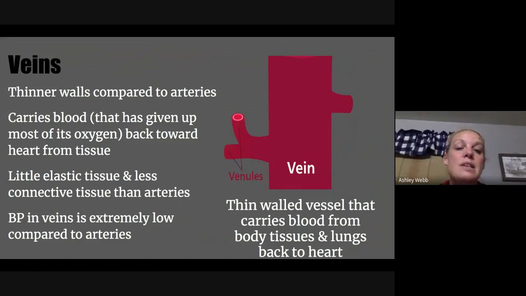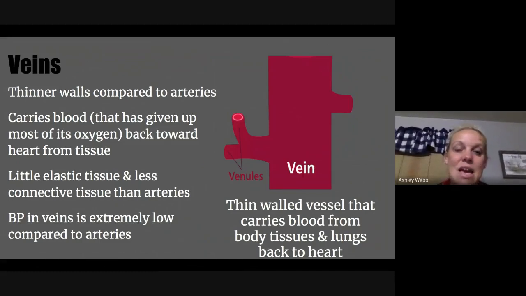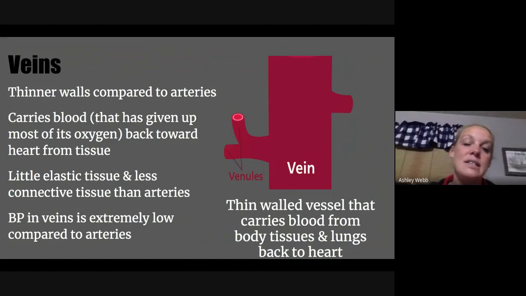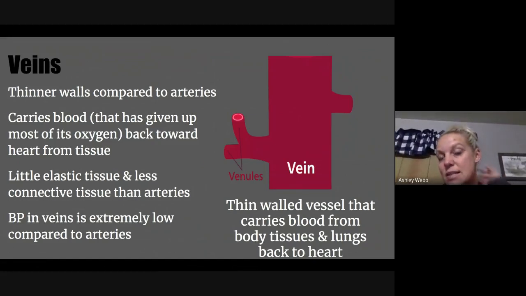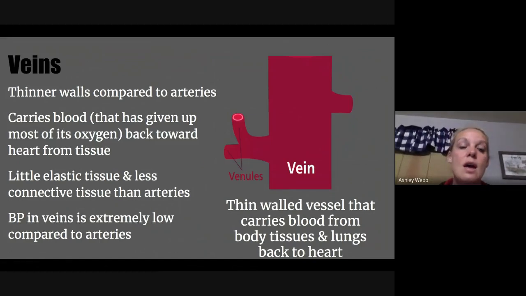Okay, it's not very elastic, and it's made of less connective tissue than arteries. It doesn't need to be as elastic because it's further from the heart, so it doesn't have that strong push of blood out of the heart that the arteries do. The pressure in our veins is extremely low compared to our arteries. In the arteries it's so high because, like I said, the blood is coming straight from the heart into the arteries, so there's all that pressure.